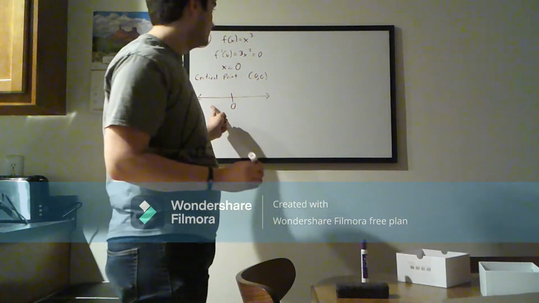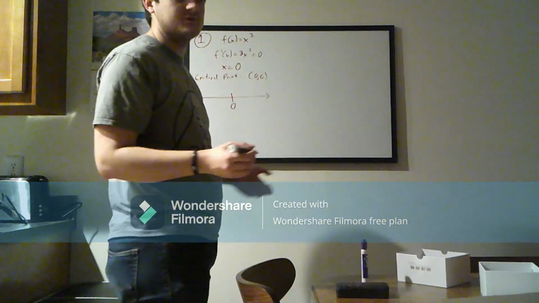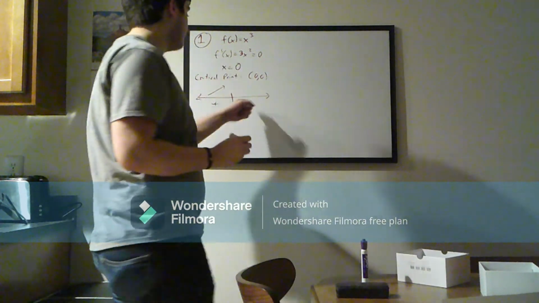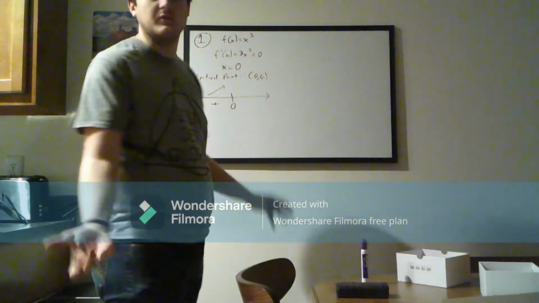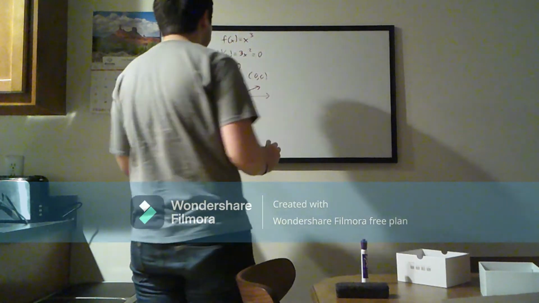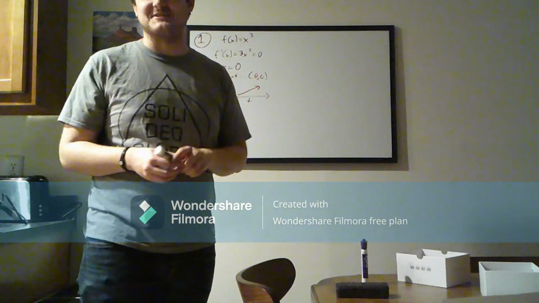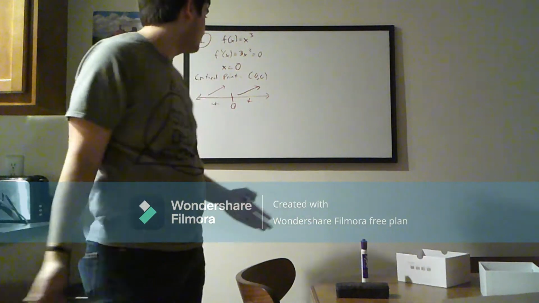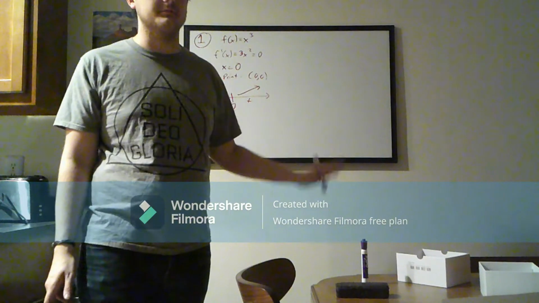if I plug in a number before 0, we get like -1, right? We get 3 times -1 squared. Well, that's positive, right? So we're increasing. But if I plug in a number after 0, like 1 for example, we get 3 times 1 squared. That's positive, right? We're still increasing. So before 0 and after 0, we're increasing in both cases, right? So 0 is neither a relative max nor a relative min, right?